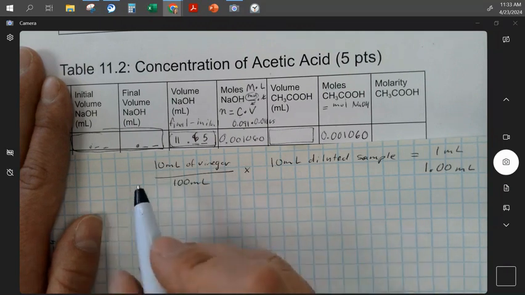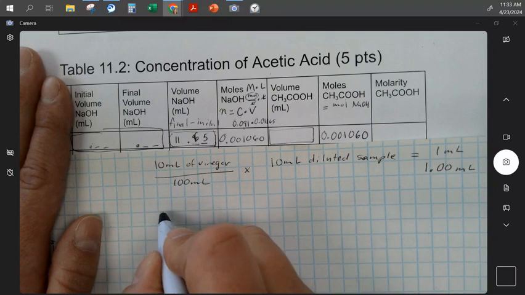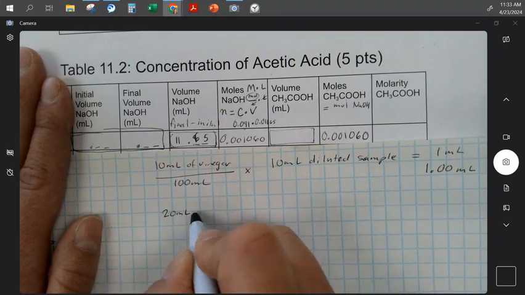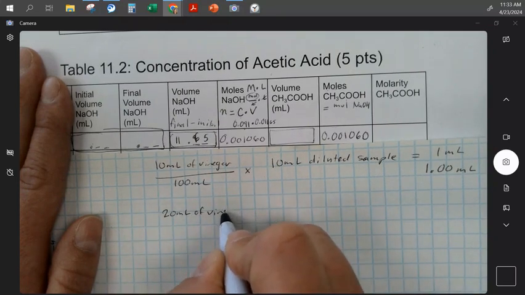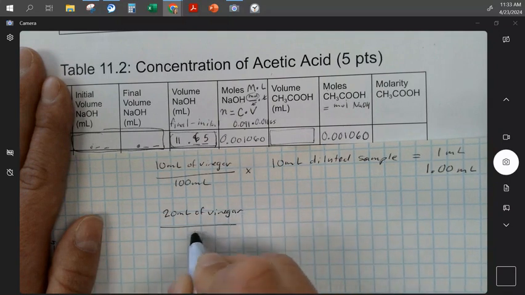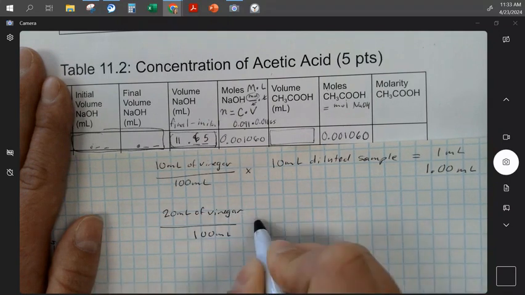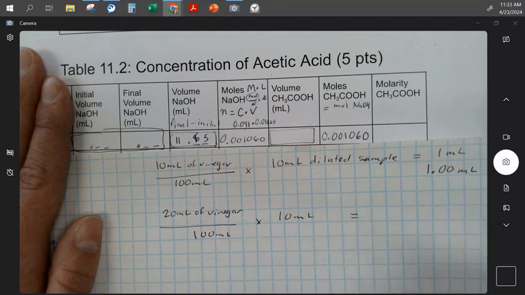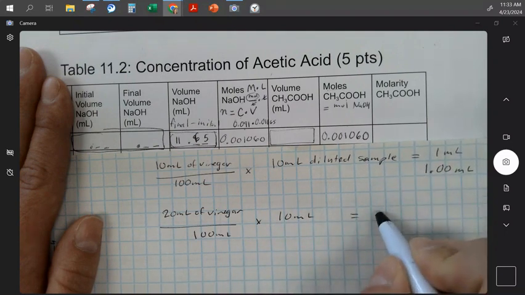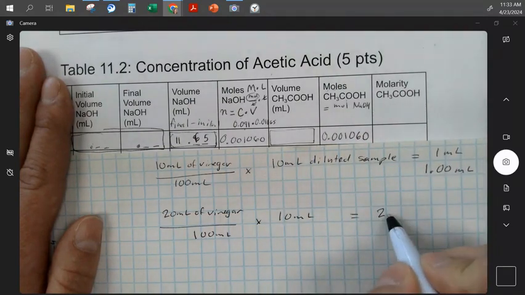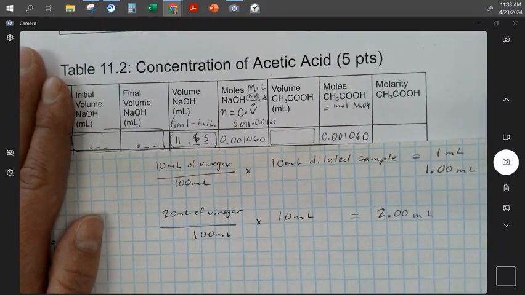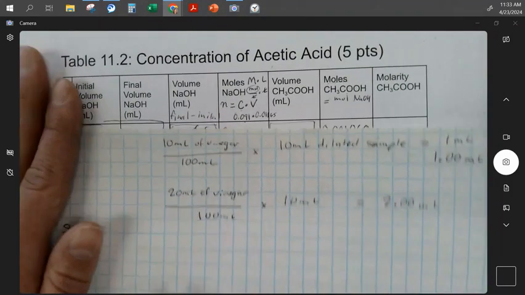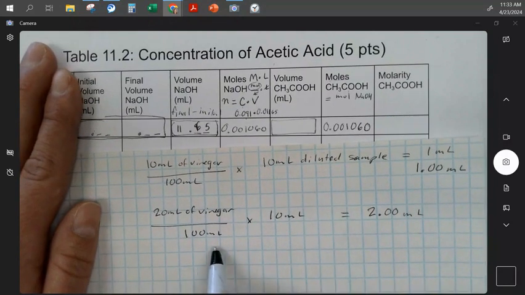Some of us might have followed the book. The book instructions said take 20 milliliters of vinegar, dilute to 100 milliliters, take 10 milliliters of that sample. If you did that, then you'll get a sample of vinegar in your titration that's about 2 milliliters. Okay. If you use a different flask, then you change this number.